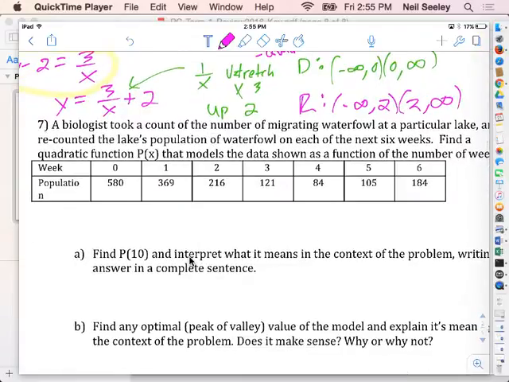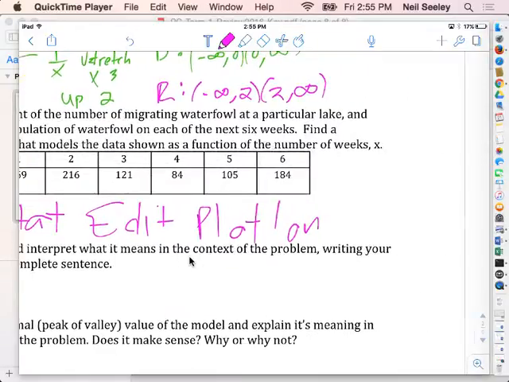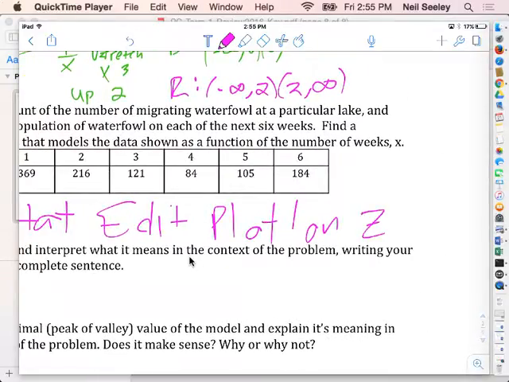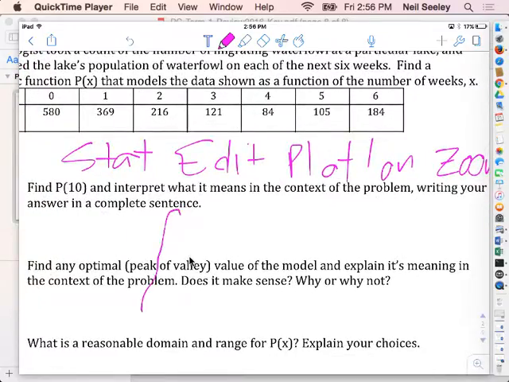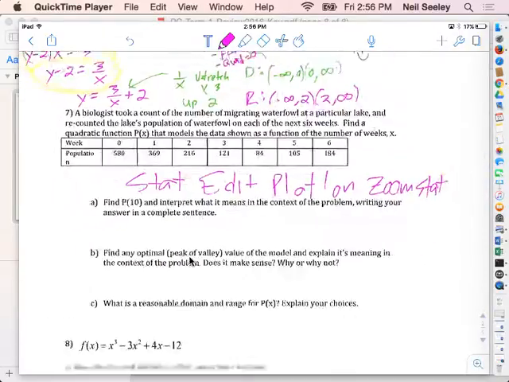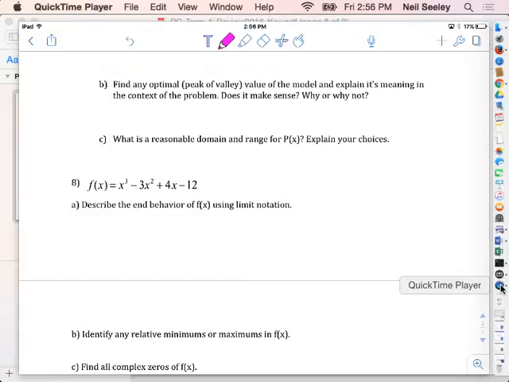And finally, number 7, you guys are going to do stat, edit, plot one on, zoom, stat, and then you're going to find a graph that fits it and answer some questions about it. So that's it. You guys can handle that. We can talk about it more on Monday, and you can look at the key and stuff. But I wanted to get you prepared for that. Done for now. Cool.